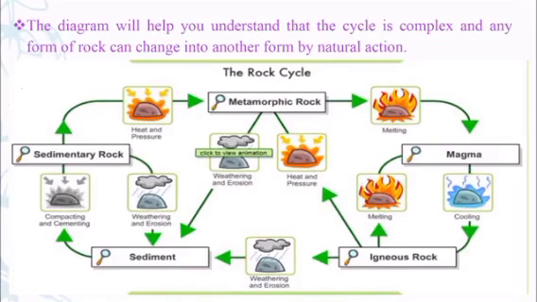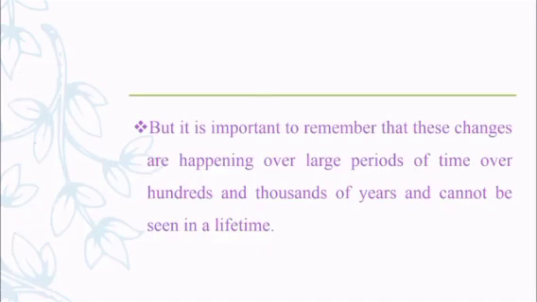So students, the below diagram will help you understand that the cycle is complex and any form of rock can change into another form by natural action. But it is important to remember that these changes happen over large periods of time, over hundreds and thousands of years, and cannot be seen in a lifetime.